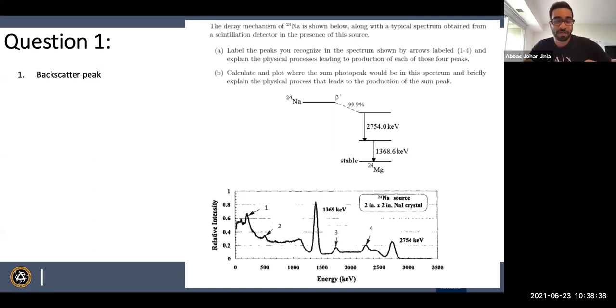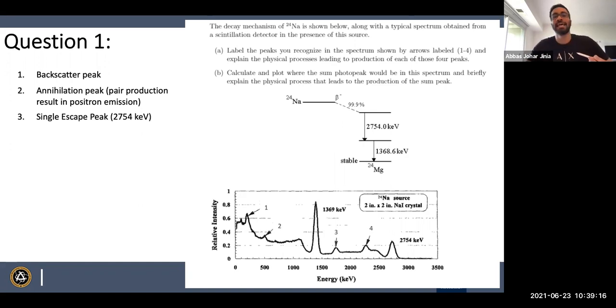If we go back, 2754 and 1369, they both exceed 1.02 MeV. So they both can undergo pair production. And where pair production happens, we have a positron. Whenever there is a positron, you will likely see a 511 peak from the annihilation process. So pair production results in positron emission, and that gives the annihilation peak at 511. And 3 and 4 were correct, single escape and double escape peaks from 2754.